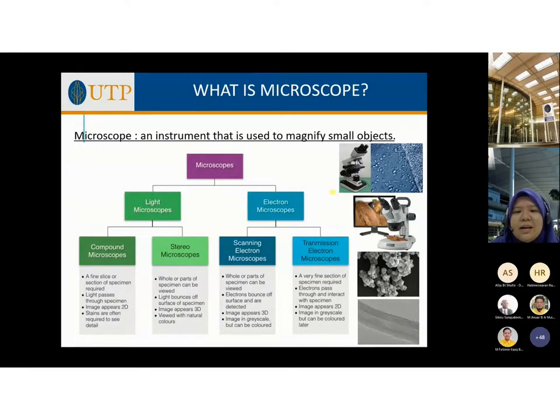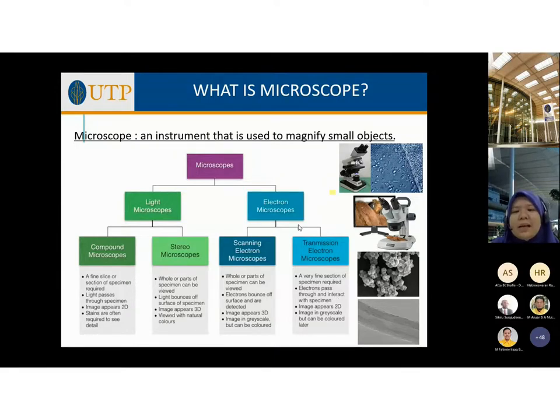Okay, and then for the electron microscope, we have two types. The first one is the scanning electron microscope. For the scanning electron microscope, it's quite similar to the stereo microscope, where we can put the whole specimen or parts of the specimen, but instead of using light, this time we are using electrons, and the electrons are bounced off the surface of the sample. The image can also be viewed in three dimensions, and the image is in grayscale color. It can be colored later on, but because of the wavelength of the electron, the image is displayed in grayscale color.